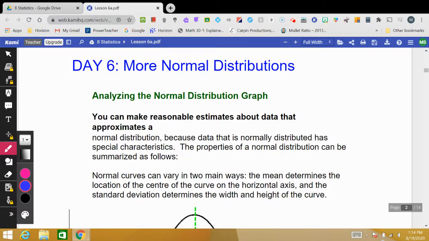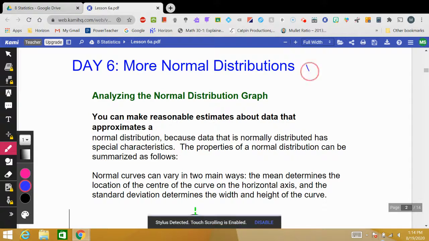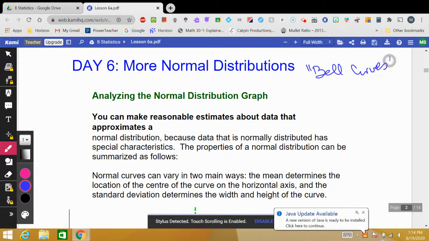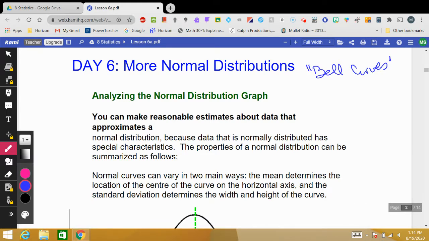Okay guys, in our last video, I introduced the concept of normal distributions. Remember, these are also referred to as bell curves. And we're just going to continue on looking at them today and examining their properties a little bit more. So it says you can make reasonable estimates about data that approximates a normal distribution, because data that is normally distributed has special characteristics. The properties of a normal distribution can be summarized below.